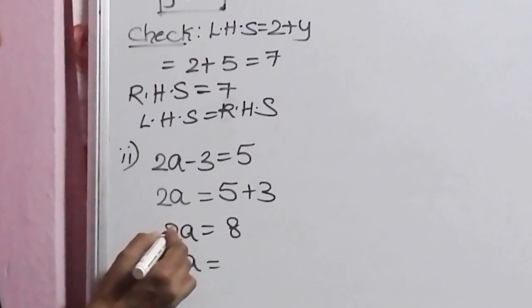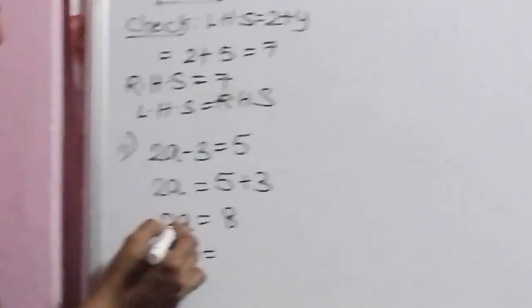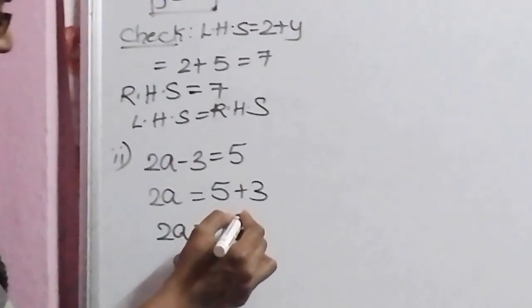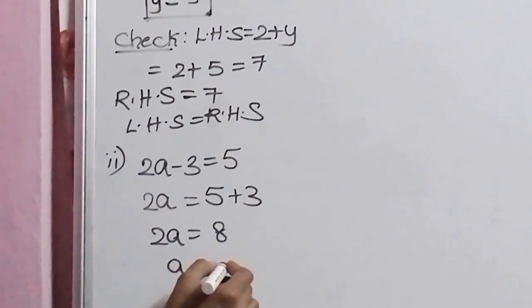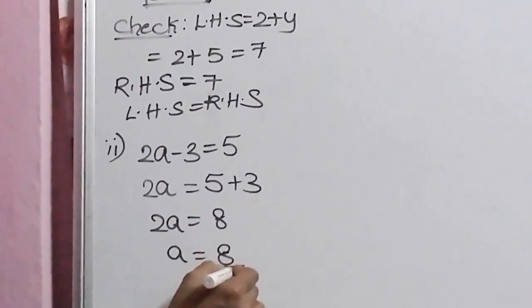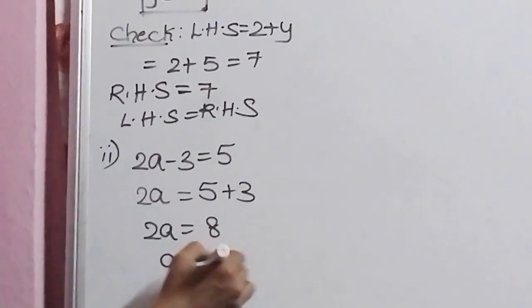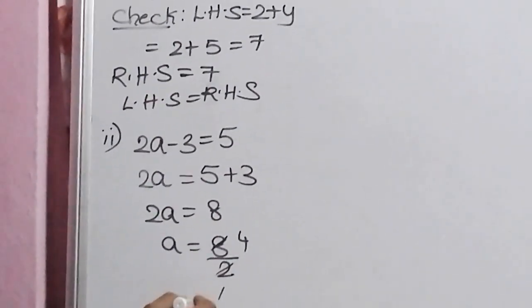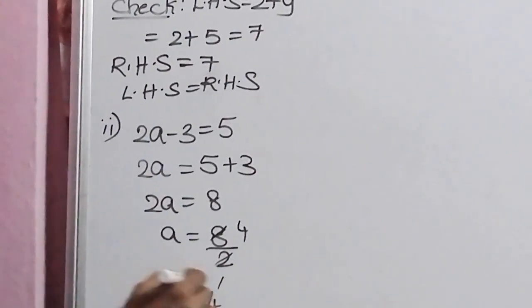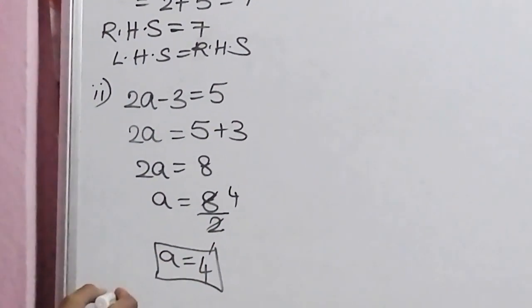Now a is equal to, multiplication is there. Multiplication, when it is transformed to the other side, becomes division. 8 by 2. So in the 2 table, when will you get 8? 2 4s are 8. So the value of a is 4. Now you need to check.